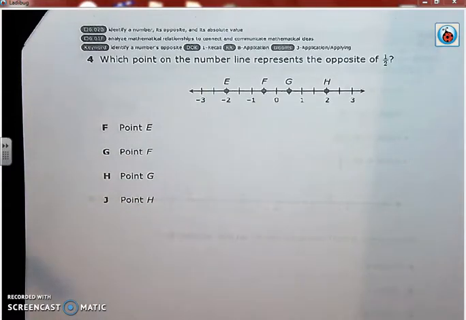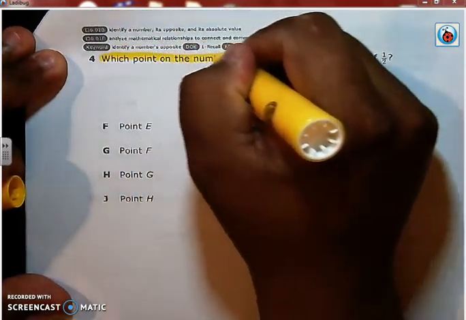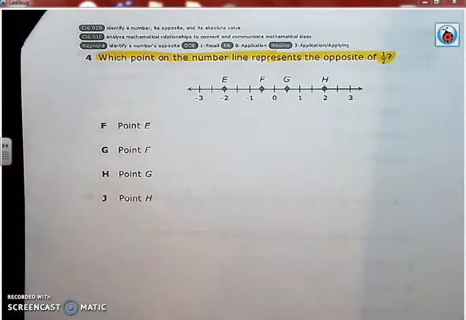Okay, part 2, guys, starting with question number 4 from the 6 weeks test. It says, which point on the number line represents the opposite of 1/2? Which point on the number line represents the opposite of 1/2?